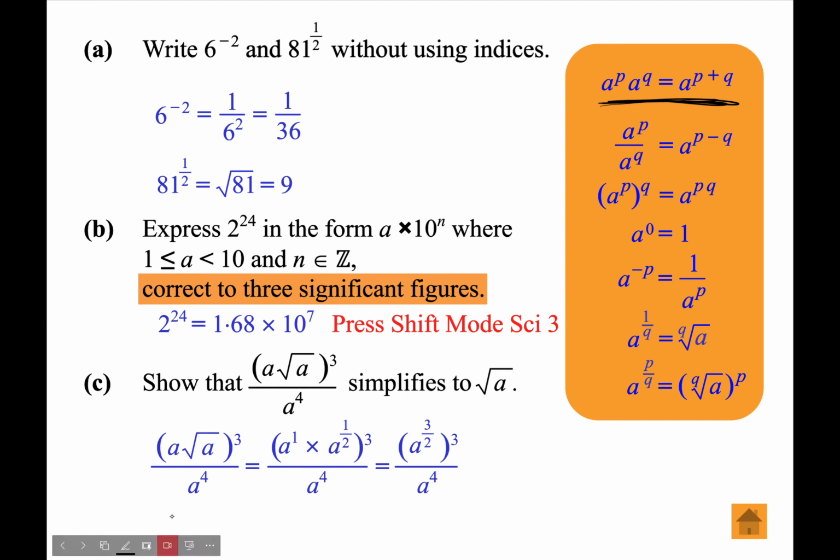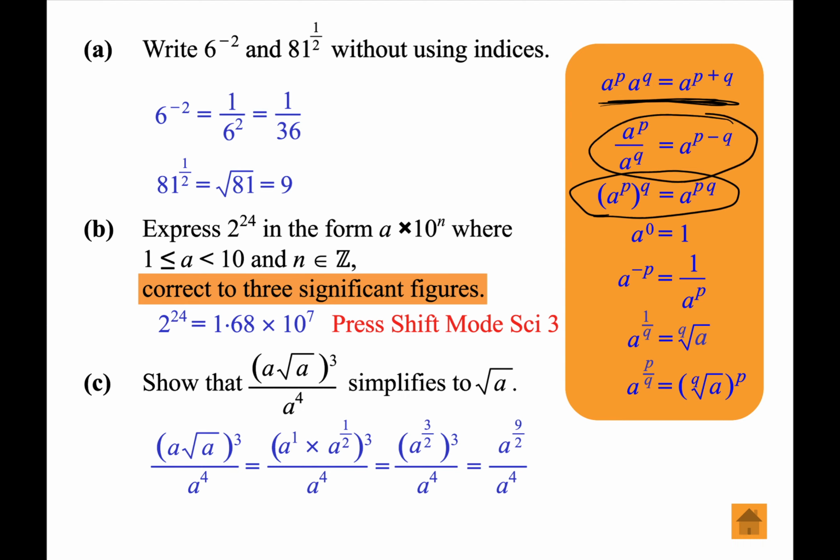I'm now going to use my third law of indices, which says when you've got one power raised to another power, you multiply those powers together. So you get a to the power of 9 over 2 divided by a to the power of 4. I'm going to use law 2 here now. When I'm dividing the same base, I subtract the powers, so I get a to the power of 9 over 2 minus 4. I get a to the power of a half. A to the power of a half, of course, is root a, so I have completed the question. So, there's a little bit of work in it, but it is just using steps 1, 2 and 3, and of course remembering that a to the power of a half is the square root of a.